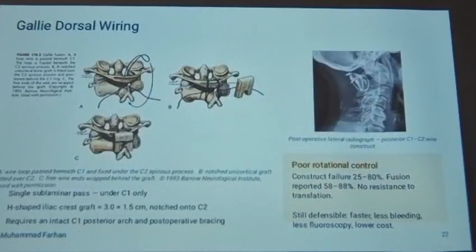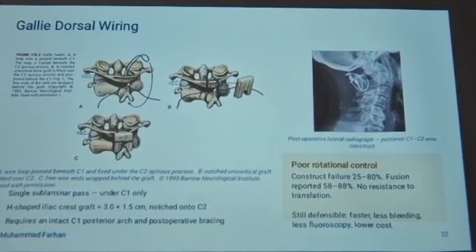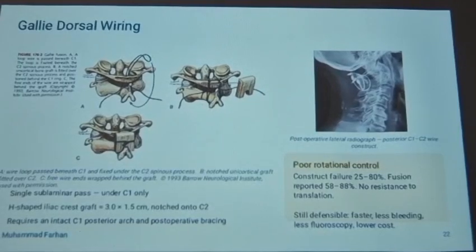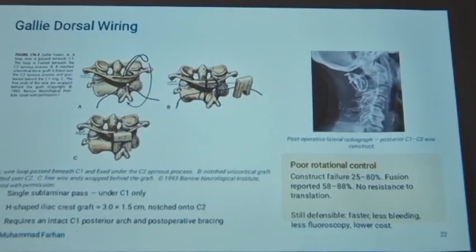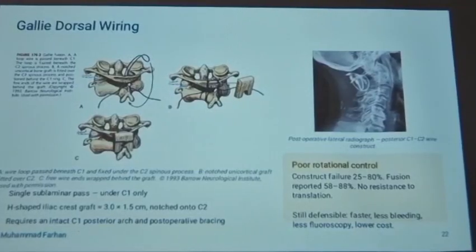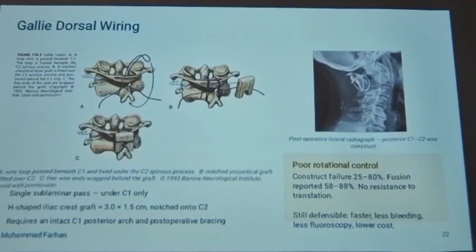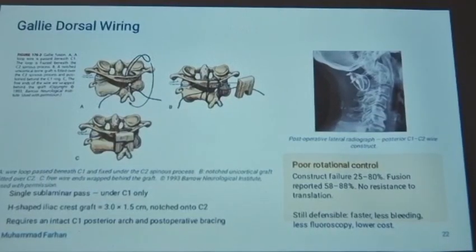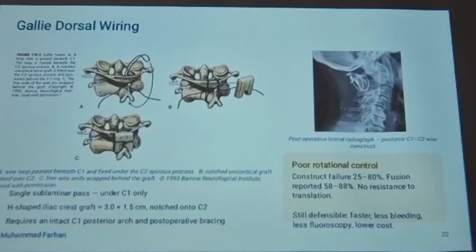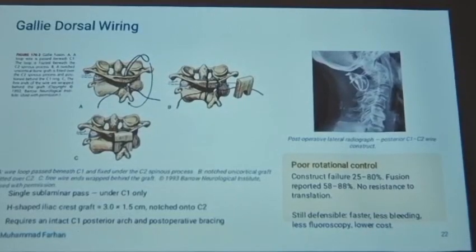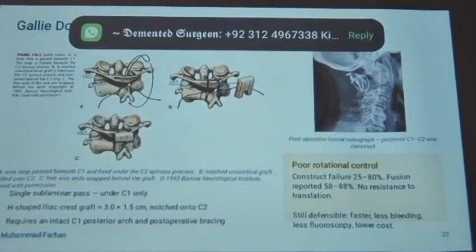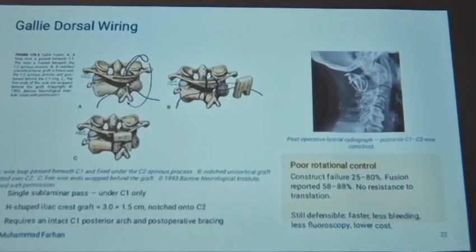In the Gallie dorsal technique, we can see that the wires are passed anteriorly to the lamina of the C1, and then the wire is passed inferior to the spinous process of the C2, and then an H-shaped bone graft is placed over the spinous process of C2, and then these grafts are tied with the wire. There is a single sublaminar pass under C1 only. The wire is passed through C1 only, and an H-shaped bone graft is placed, and then fixed, and wires are tied.